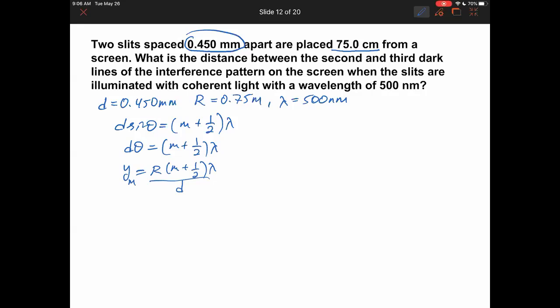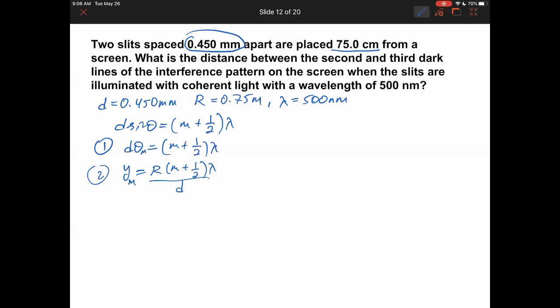So what we're trying to find here, and there are a number of things you can do, is when it says what is the distance between those two, right? You can do it in terms of these two equations, equation one and equation two. You can do either the angular displacement or the linear displacement. Equation one gives you the position theta. Equation two gives you the vertical, linear position of those dark fringes.